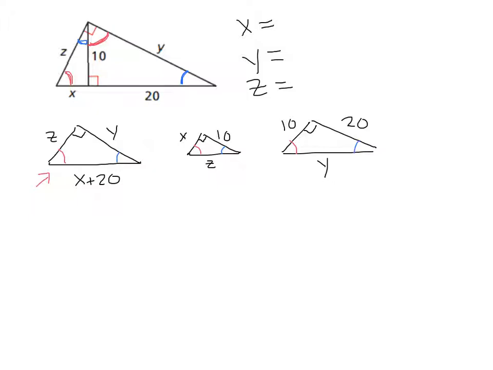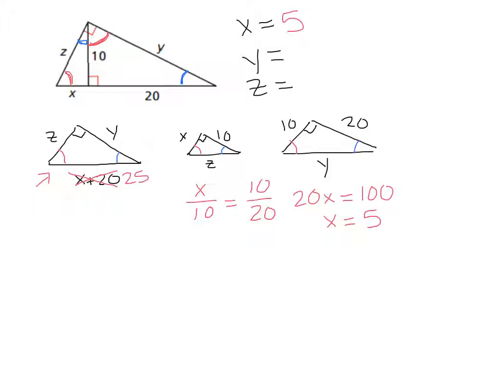So let's go ahead and look at, I can do x over 10 is equal to 10 over 20. Okay. So that means that 20x equals 100. So x equals 5. Aha. So now I'm going back to that first triangle and I say, oh, x plus 20 is that side? No. We're crossing that out and we're writing 25 because now we know what x is. So now we can go ahead and find our other variables.